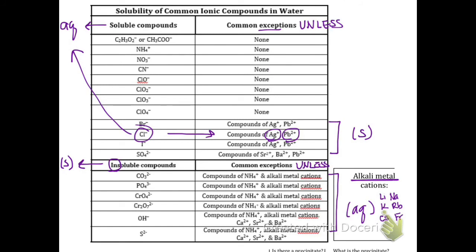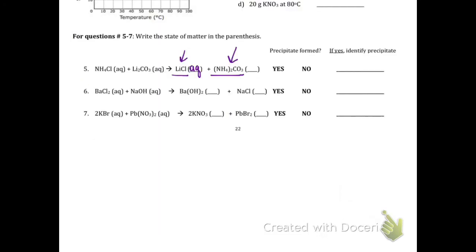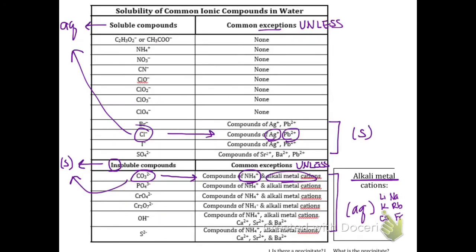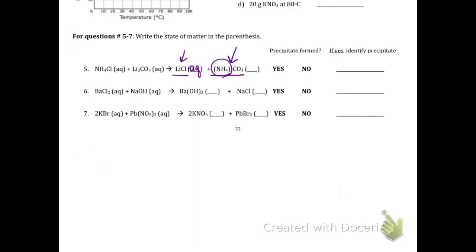Okay, the next compound is here, NH4CO3. CO3 is over here. It's normally a solid unless it's attached to one of these. So the question is, is it attached to this or an alkali metal? So you look. Yes, it's attached to this ammonium. It's an exception, so it's going to turn it opposite. So this is going to be aqueous. Do we have a precipitate? The answer is no. There is no solid. Remember, this is saying, do we create a solid? And if the answer is no, then we do not have a precipitate.